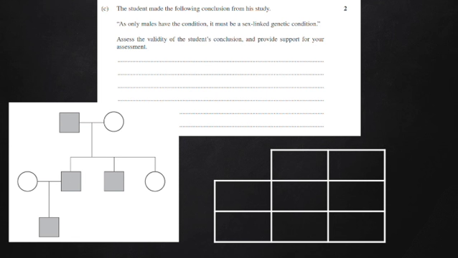So in this case here, I'd recommend that you do some Punnett squares because it's not as straightforward. There's not a lot of information in the pedigree itself to make any straightforward assessments here, so to speak. So what's he saying? It must be a sex-linked genetic condition. Well, let's have a look and find out.